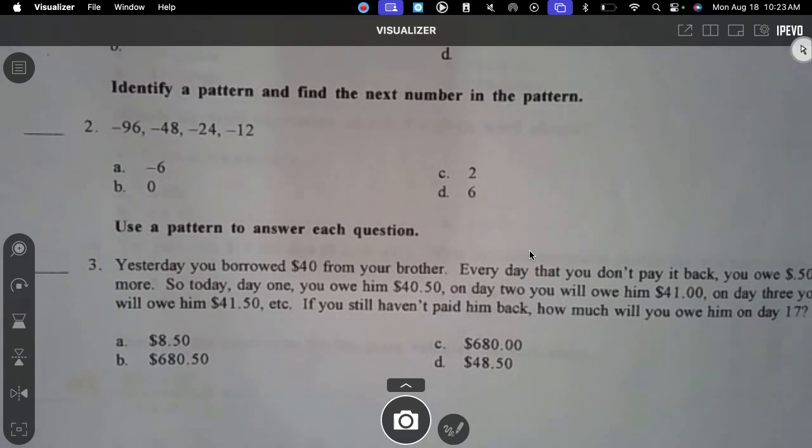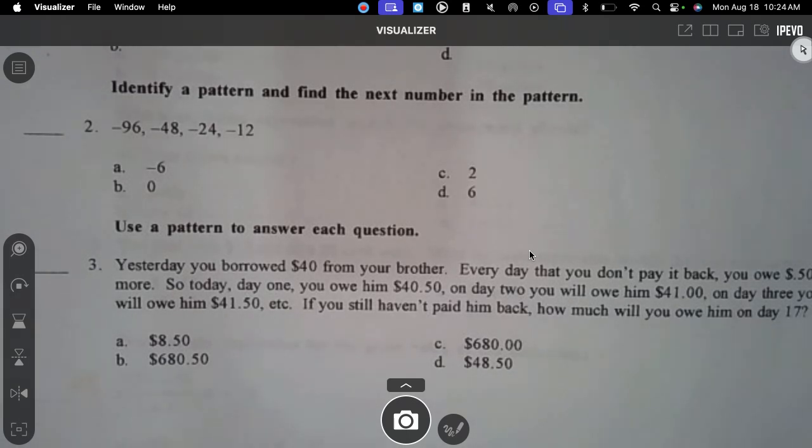I would try negative 96 divided by 2. It would give me that. Divide that by 2, it would give me that. Divided by 2, keep cutting. And so now, what's the next number? Negative 6. Is everybody okay with that one?